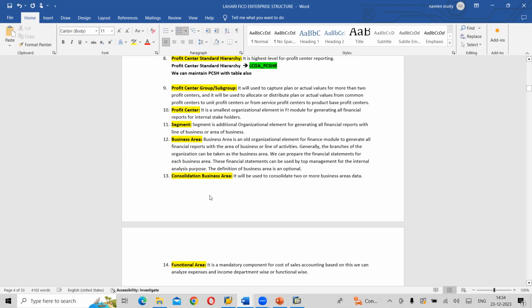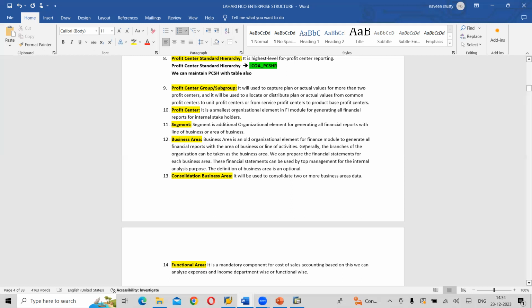Consolidate. So we will create 2 consolidation business areas. One is domestic business area and one is foreign business area. Domestic business area, what are the things we will include? What are the business areas we will include? All Hyderabad business areas, Mumbai business areas, or whatever, wherever within India it is there, we will combine in that.